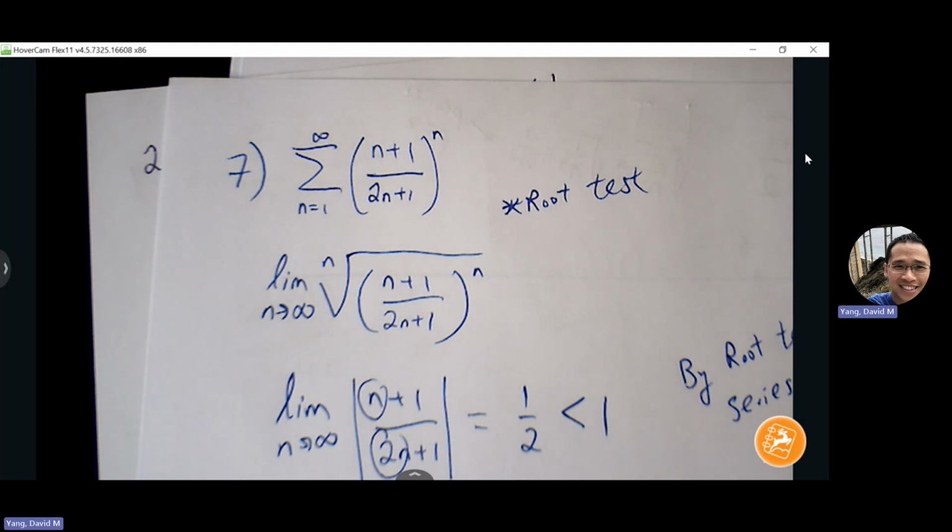That makes sense. As long as it's not a negative 1 to the n, then I use ratio. Or other than root and geometric. Yeah, that's okay.